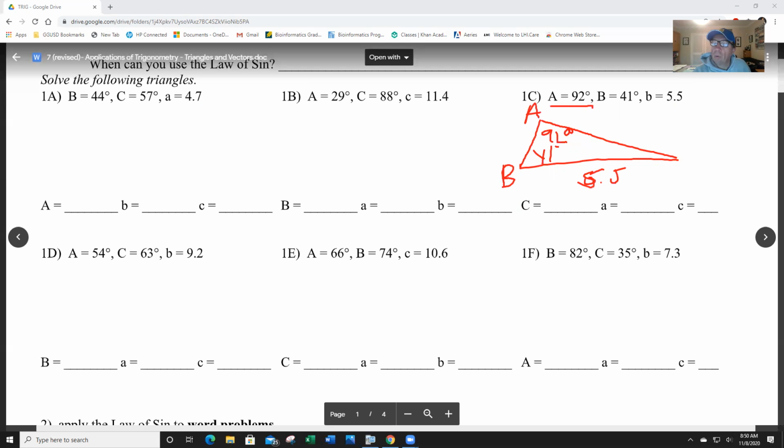Okay. But we have 2 angles, so we certainly have a third. So the third angle is 47 degrees. That's pretty easy to find.